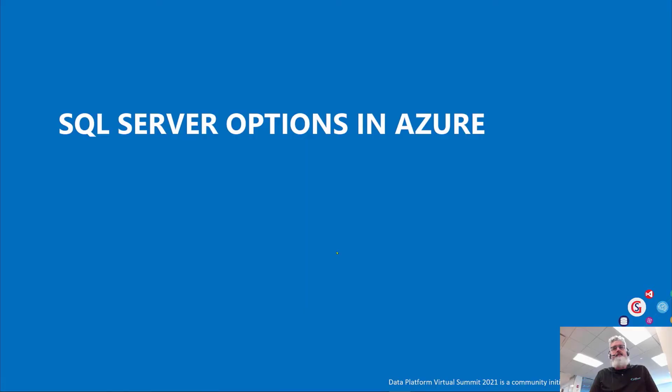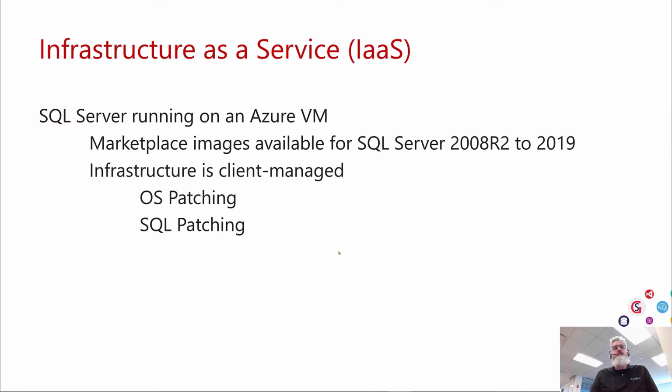So with that, we're going to get into SQL Server options in Azure. There are two high-level categories for the options in Azure. There's infrastructure as a service, and this is effectively SQL Server running on an Azure VM. So if you are running infrastructure as a service with SQL Server, you are effectively using Azure as your hosting provider. You have a virtual machine. That virtual machine is running SQL Server.